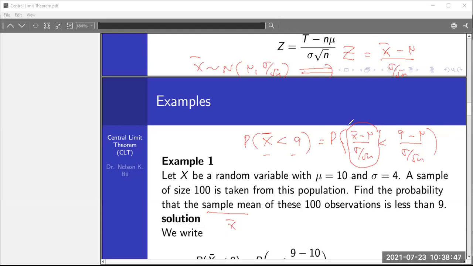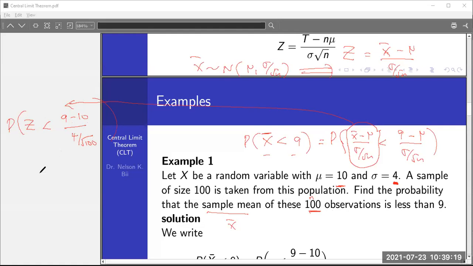Z. Yes, correct, that is Z. So if we can go here. That's to say, what is the probability that Z is less than... mu is given, mu is 10, standard deviation is 4, and n is 100. This is n, okay? So we have 9 minus 10 divided by sigma, which is 4 divided by the square root of n, which is 100, like this.